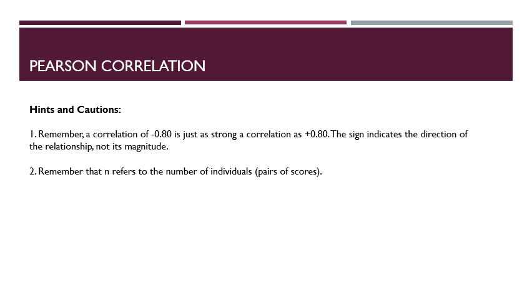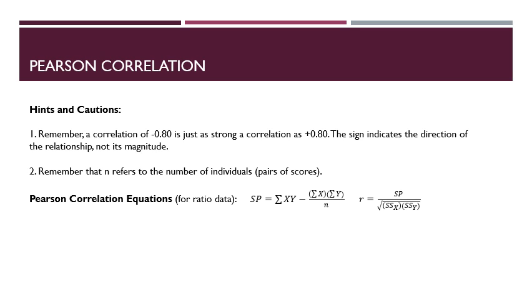Remember that N refers to the number of pairs of scores. So correlation equations that are new for this chapter: S sub P, sum of products, is equal to summation of xy minus summation of x times summation of y over N. And then the correlation is equal to sum of products over the square root of sum of squares for x and sum of squares for y.